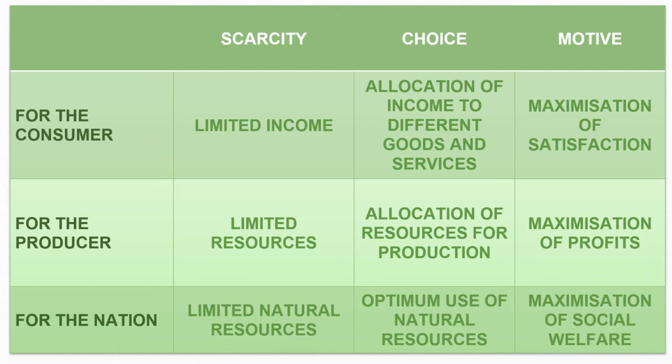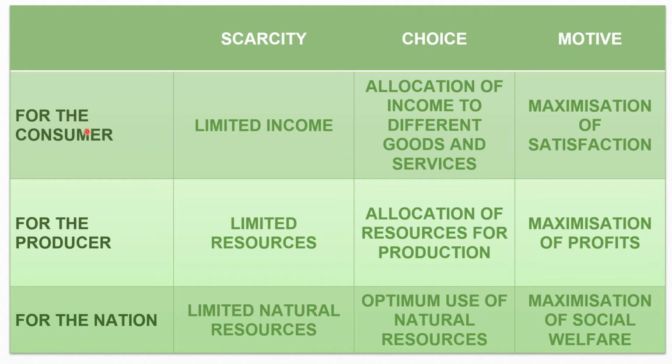So there you go. Now here I've put up a table that I've constructed on the basis of the question that we just answered. That is, why are scarcity and choice inseparable at different levels? That is, at the level of the consumer, the producer, or the nation. And on what basis do we study? We study on the basis of scarcity, choice, and motive. So for example here, for the consumer, scarcity is his limited income. For the producer, his limited resources. For the nation, limited natural resources.